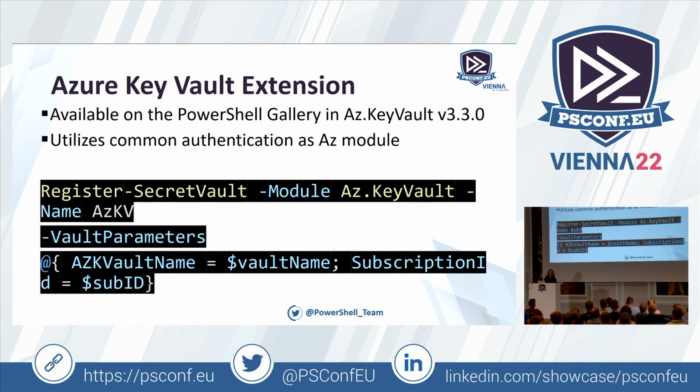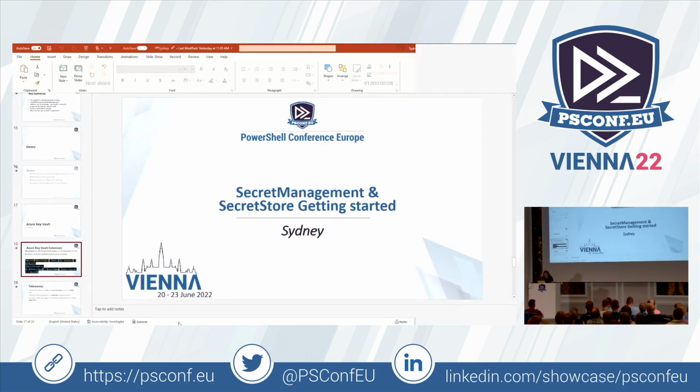This vault extension is available in the PowerShell Gallery. It's available in Az.KeyVault version 3.3.0 and up. And it uses the common authentication model as Az. So Az is going to handle your authentication into your Az context, and then the secret vault extension is going to allow you to pull your secrets using the secret management commandlets. So the things you're going to want to do is first, let's register our secret vault.